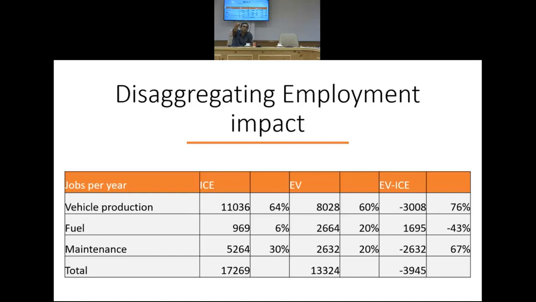Now, if you shift to electric vehicles, for ICE the distribution is 65% in vehicles, 6% in fuel, 30% in maintenance. For electric vehicles it's still very similar, but you have 20% in fuel because, again, it's in coal and electricity, which is much more job intensive.